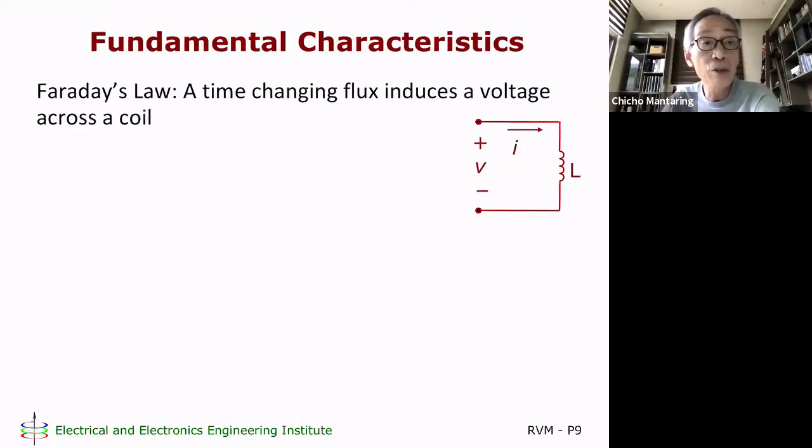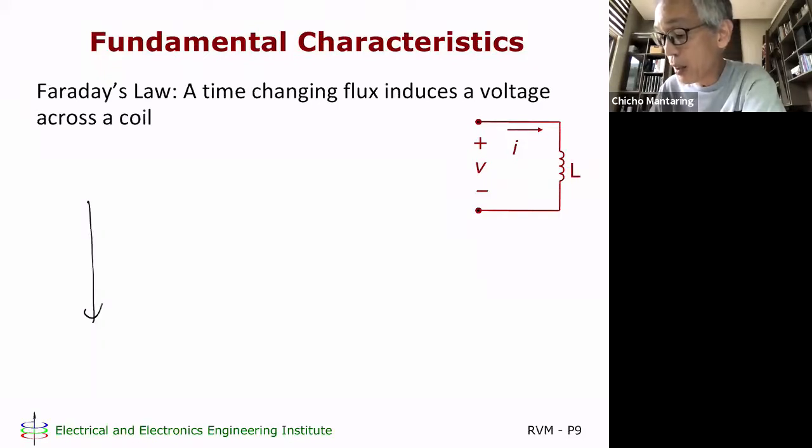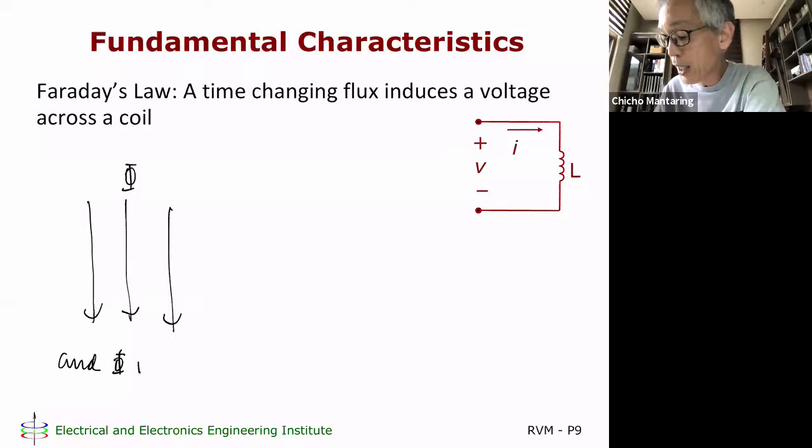Okay, what does Faraday's law say? Faraday's law says that a time-changing flux induces a voltage across a coil. What does that mean? If I have, for example, a flux here, let's say this is a flux, phi. And phi is changing with time.